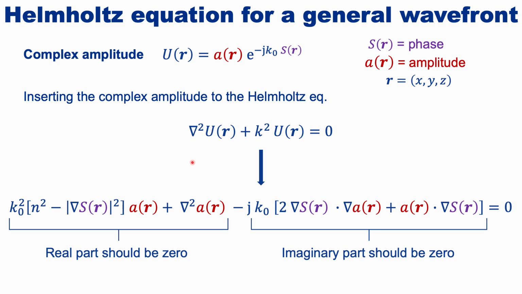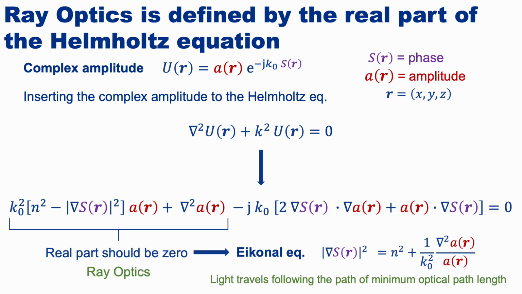If we write the complex amplitude in terms of its phase and amplitude, then we're going to have an equation that is divided between the real part and the imaginary part, where both the real and the imaginary part depend on our phase and the amplitude, and both of them need to be equal to 0 if we are satisfying the Helmholtz equation.